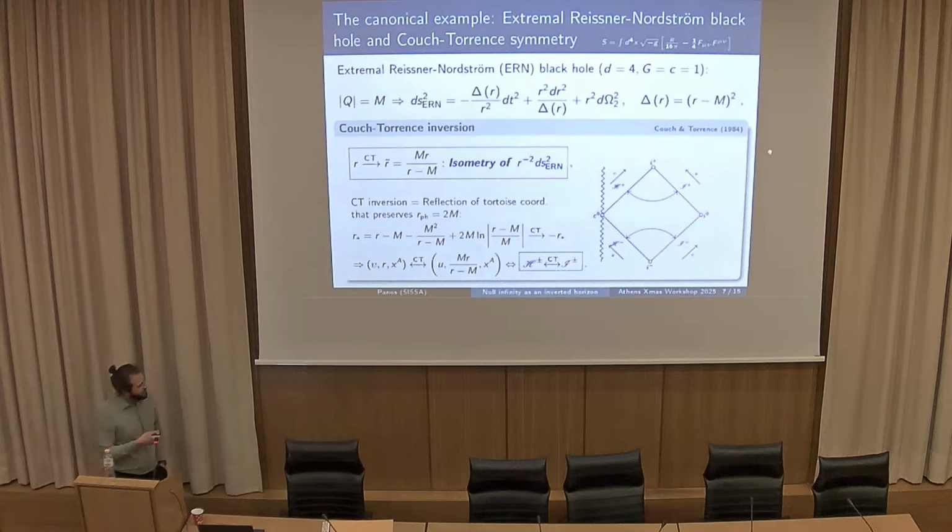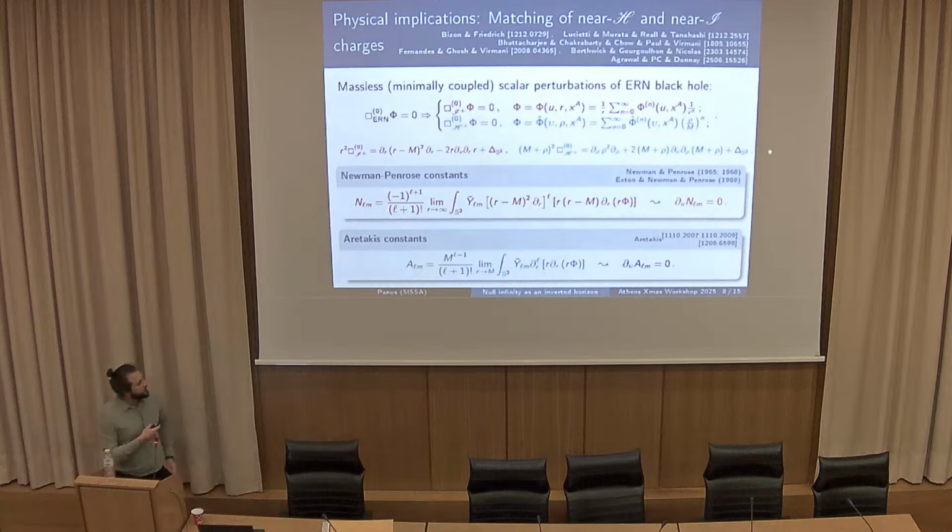And now that we have this example of a self-inverted space-time, for which these inversions are actual symmetries, conformal symmetries, we can make a statement about physical implications. We can actually extract physical constraints. So here is how this can be done, using this example where I'm studying a probe scalar field in a curved background, the background of an extremal Reissner-Nordström black hole.